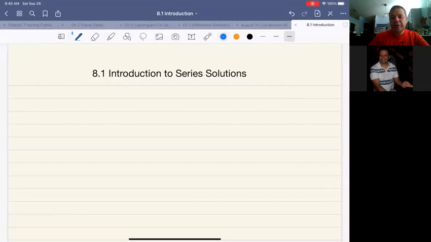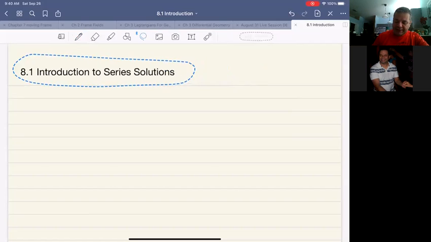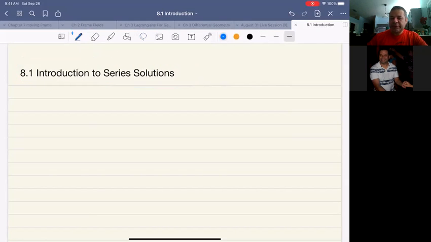All right, welcome. So today we're going to start with chapter 8, which is sort of the last little bit of what we're going to be covering, and that's series solutions to differential equations. So let's just look at a very simple one, or one we already know. So let's consider y prime equals kx with y of 0 given by y sub 0.